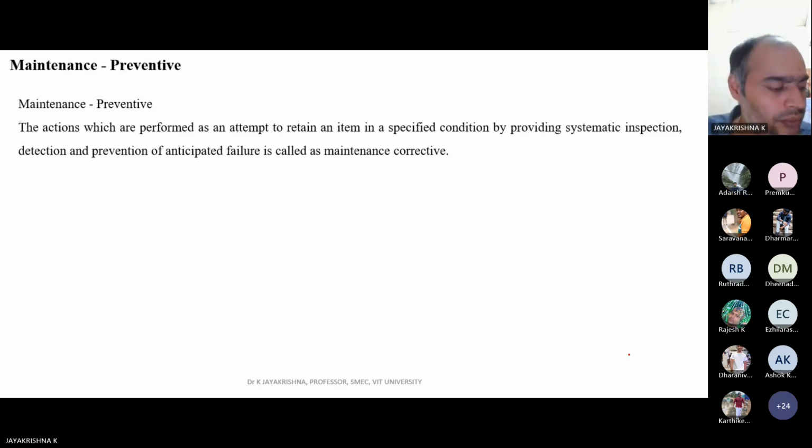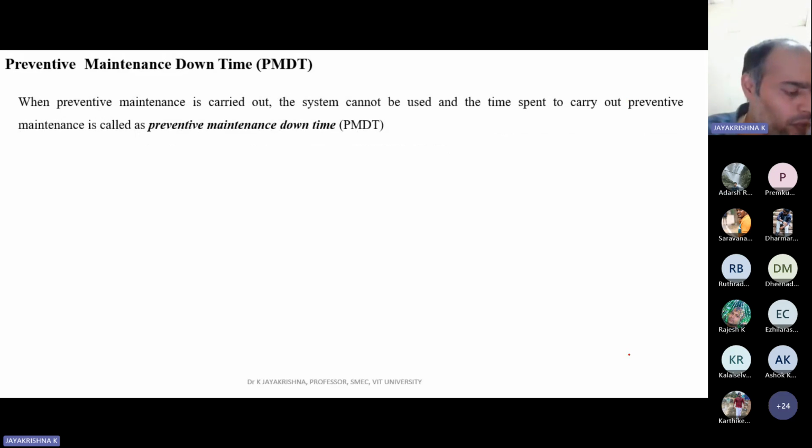Okay, good. So next is called preventive maintenance downtime. Whenever preventive maintenance is carried out, the system is put on hold and is not going to function. When you are carrying out the preventive maintenance activity, the machine is not going to function, and when the machine is not functioning, we call that downtime. That type of downtime is called preventive maintenance downtime.